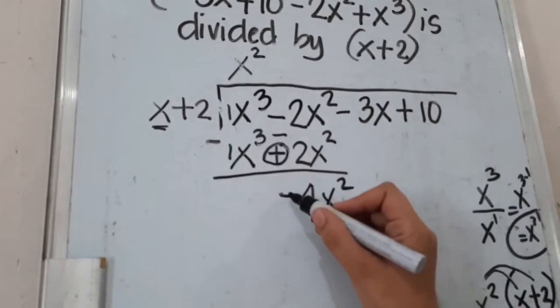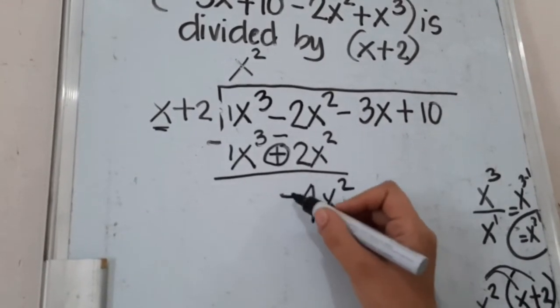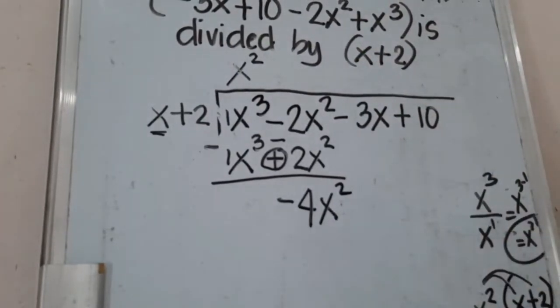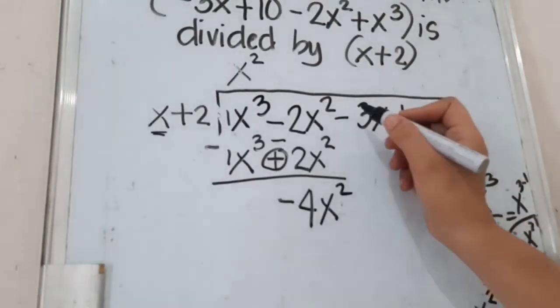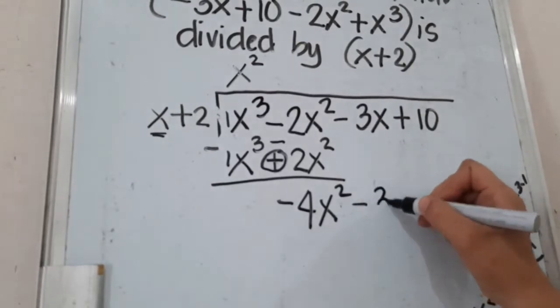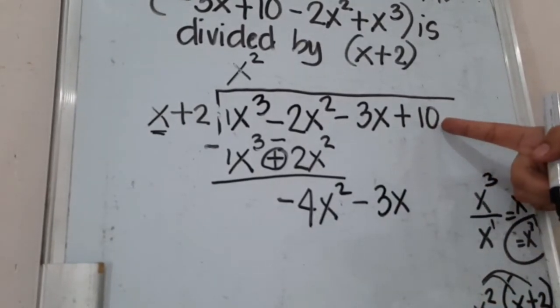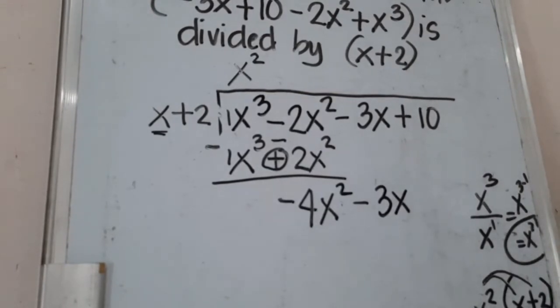After we get the difference, which is negative 4x squared, we bring down the next term. So the next term is negative 3x. It's okay if we will not bring down 10 yet. So later we will bring that one.